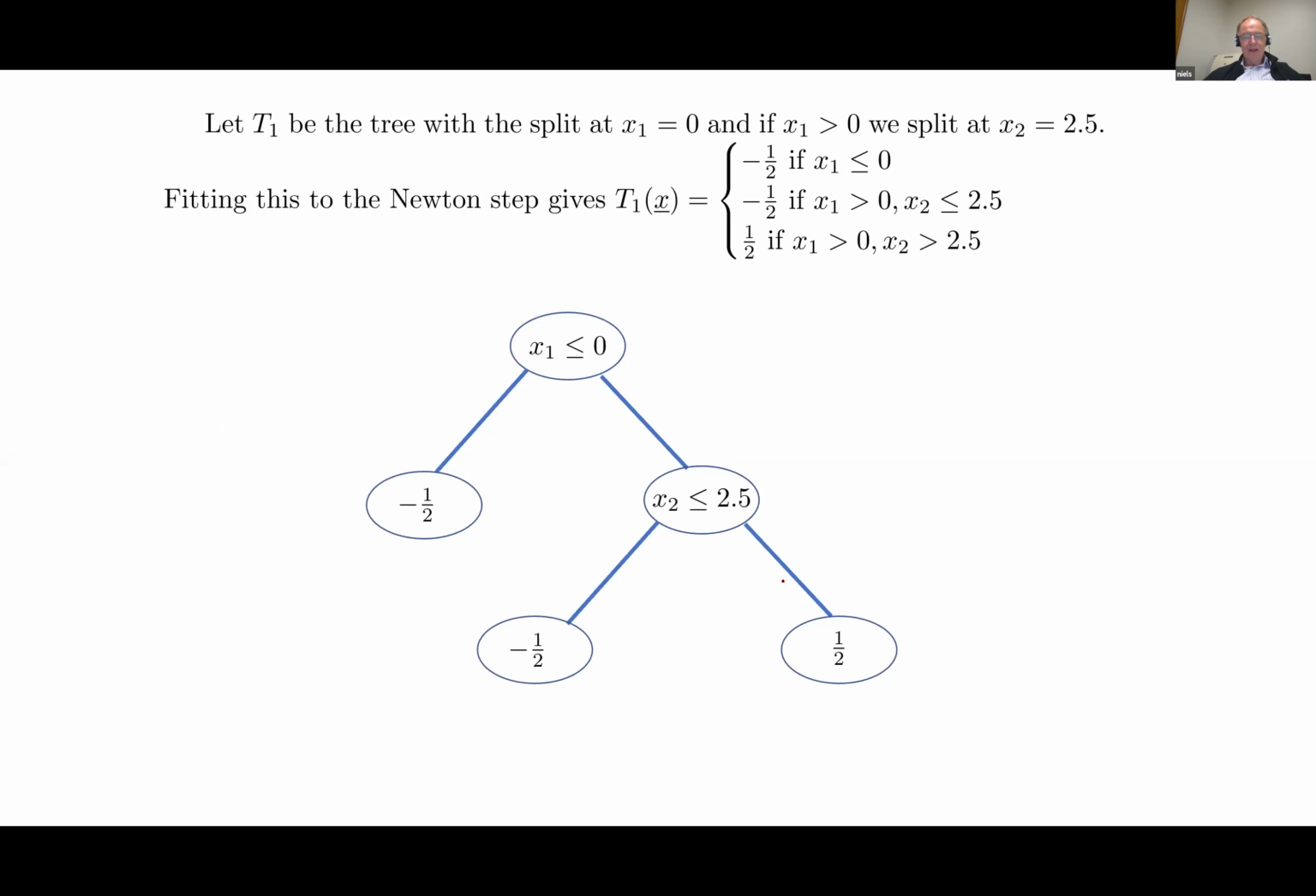And so if we do this, I take the tree with the split at, so this of course depends on the training data, or the data set we had, but I split that at x1 equal to 0, and I split it at x2 equal to 2.5. And if I fit this tree to the Newton step, that gives me a tree function like this. It's minus 1/2 if x1 is less than or equal to 0, and it's minus 1/2 if x1 is bigger than 0 and x2 is less than or equal to, and that's given by this. So the tree is this tree here. That's my regression tree.